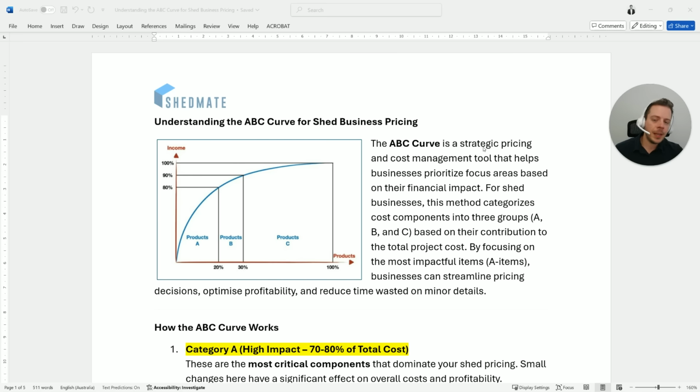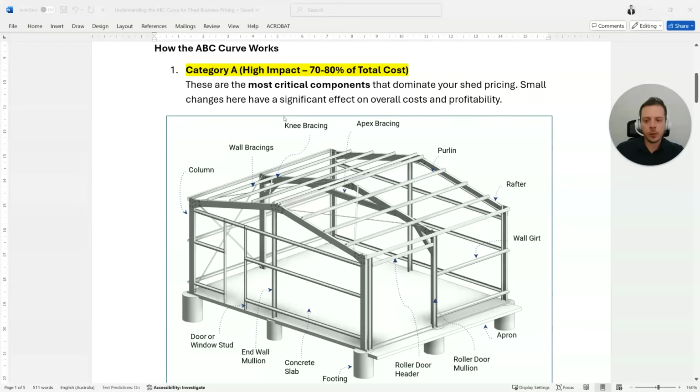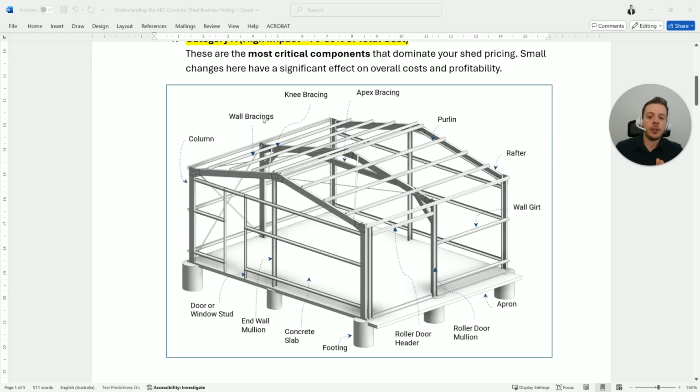So in basic words, the ABC curve is a strategic pricing and cost management tool that helps businesses prioritize focus areas based on their financial impact. For shed businesses, this method categorizes cost components into the A, B, and C groups based on their contribution to the total project cost. So when I focus here on category A, the A items are the most critical components that dominate your shed pricing. So any small change here will have a significant effect on overall cost and profitability.